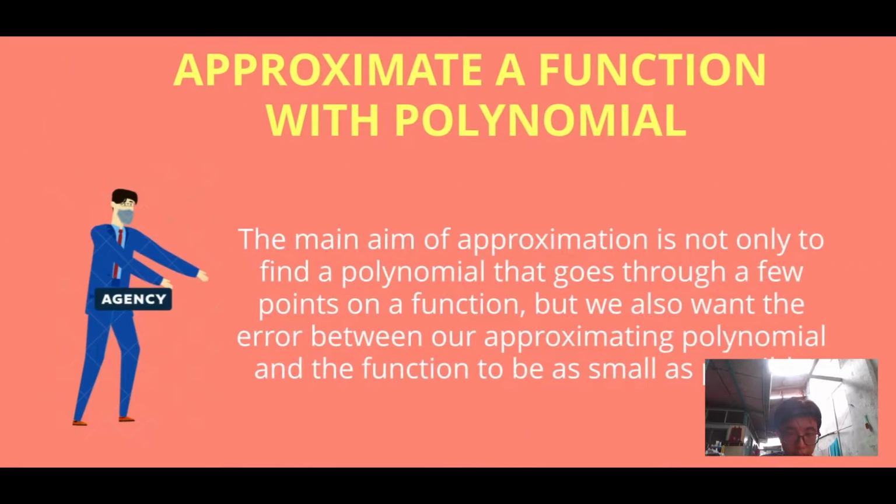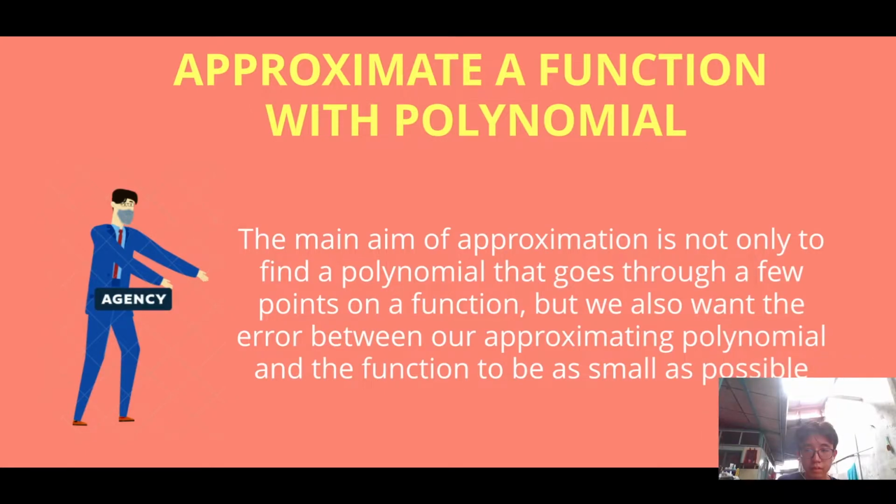So the main aim of approximation is not only to find a polynomial that goes through a few points on the function, but we also want the error between our approximating polynomial and the function to be as small as possible.